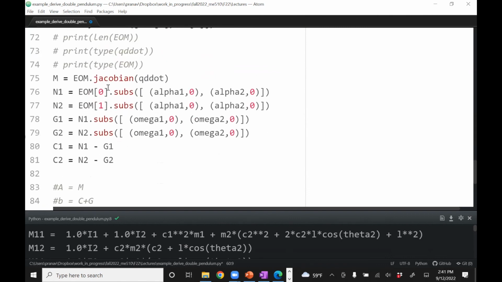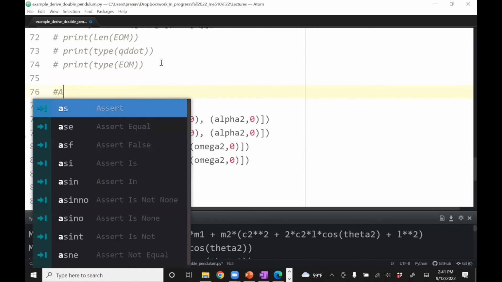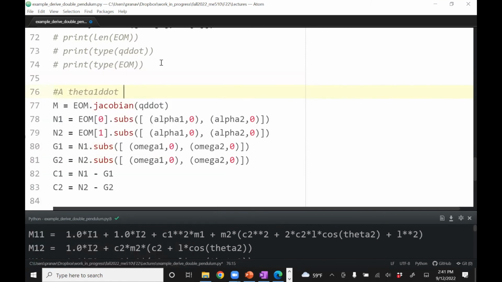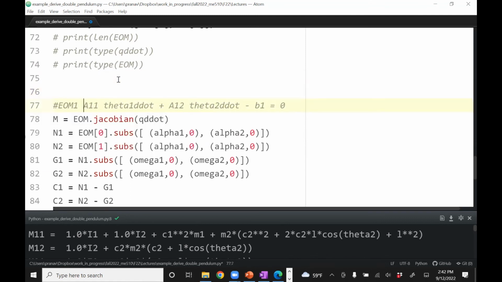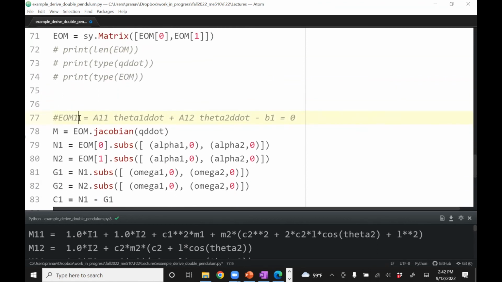So then I do this thing where I try to get the equations of motion. And this command subs is where you substitute the values. The way this is done is actually a trick, it's nothing to do with robotics. If you have a11 theta 1 dot plus a12 theta 2 dot minus v1 equals 0, right? So those are your equations of motion. This EOM gives you two equations, EOM0 and EOM1. Let's say the first one is EOM0.